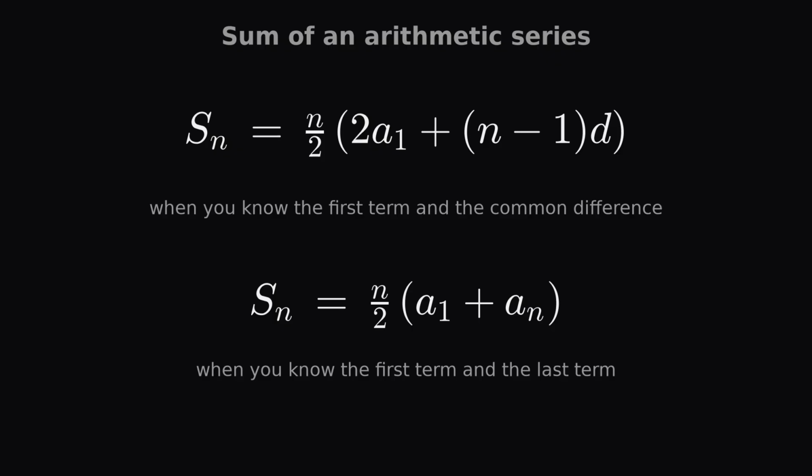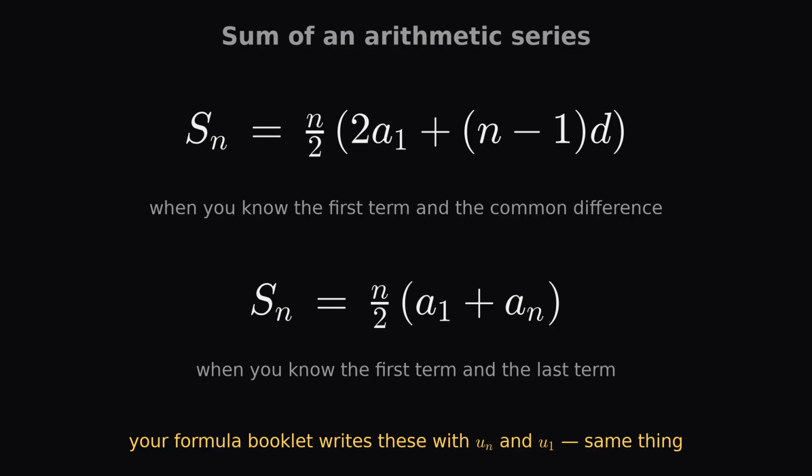And one quick note before we start. The IB formula booklet uses U1 and Un, where I'm using a1 and an. Same formula, different letter. Don't let it throw you.